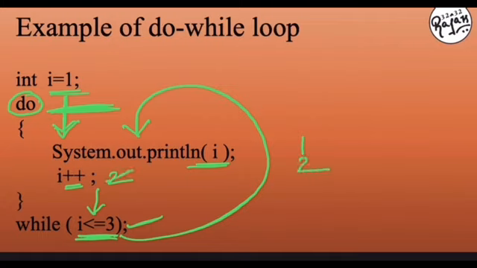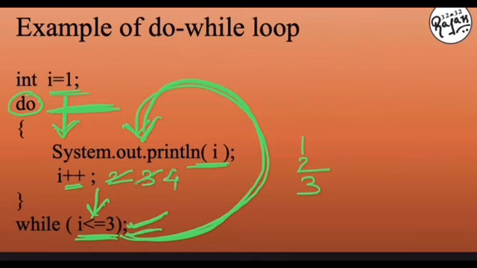I++ makes it 3. 3 less than equals to 3. Again the condition is checked. Yes, the condition is still true. So again this semicolon sends you back to the body of do while. This time it prints the value of I, that is 3. Now I++ becomes 4. Again the condition is checked. 4 less than equals to 3. No, the condition is false. So this semicolon allows you to move out of the body of do while, and you are out of the body of do while, and as an output you have got 1, 2 and 3 in different lines.